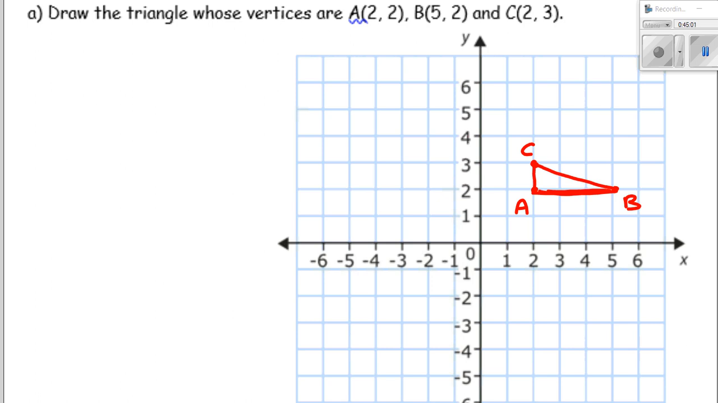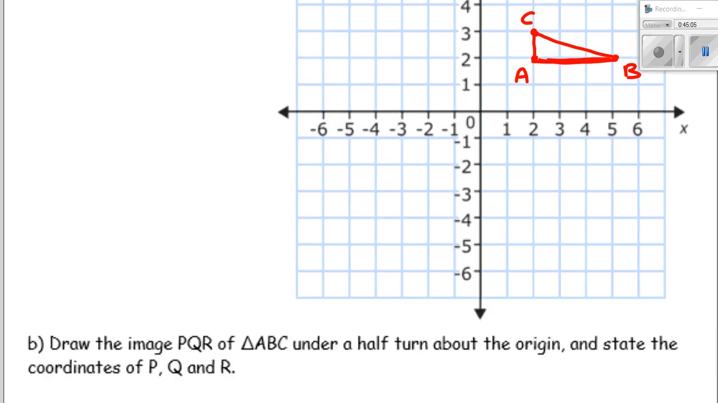Now, B, what are we asked to do? Let's scroll down and see. Draw the image PQR of ABC. So ABC is in red. Under a half turn. Half turn is how many degrees? 180 degrees. About the origin. The origin is the center of rotation, 0, 0 in this case. It's going to be the center of rotation just because the question said it. And then state the coordinates of P, Q, and R.